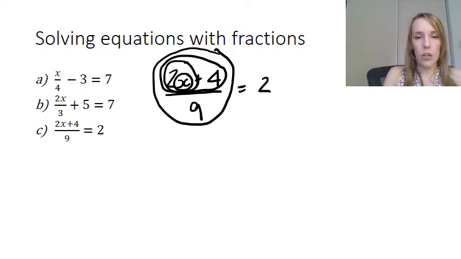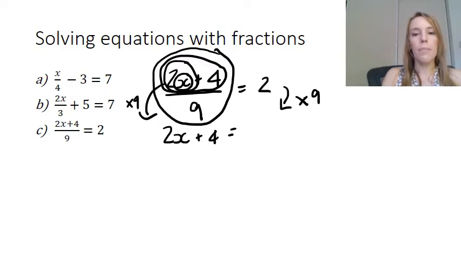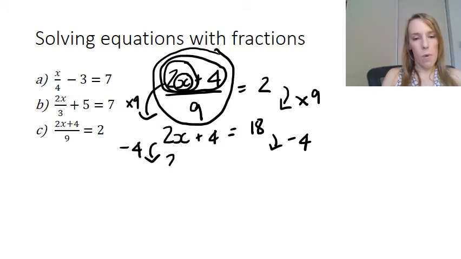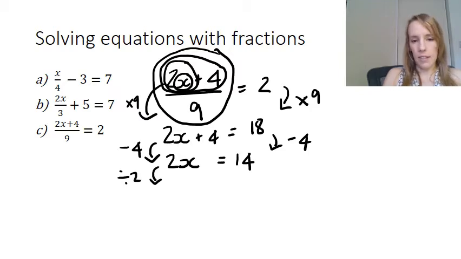So the first thing that we're going to do when we peel our onion is the inverse of dividing by 9, which is multiplying by 9. So it'll cancel out on this side and we'll just be left with 2x plus 4. 2 times 9 is 18. Our next step is getting rid of that plus 4 by doing the inverse, which is take 4. 2x plus 4 take 4 just leaves us with 2x. 18 take 4 will leave us with 14. And then we're doing the inverse of multiplying by 2, which is dividing by 2. So x equals 14 divided by 2, which is 7.